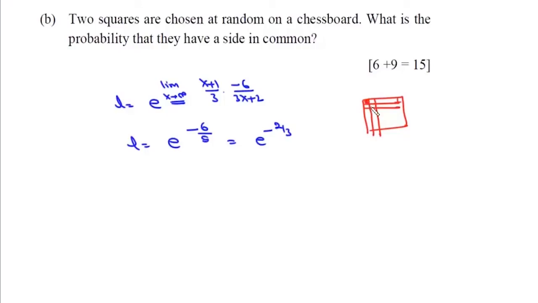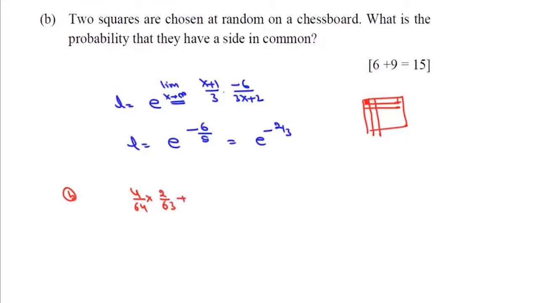Now there are 4 corner squares. So the probability of choosing any one square from these 4 corner squares is 4 by 64. And if we choose a corner square, it has 2 neighbors. So if 2 squares have a side in common, then we need to choose any one of these 2. So it can be done in 2 by 63 ways.